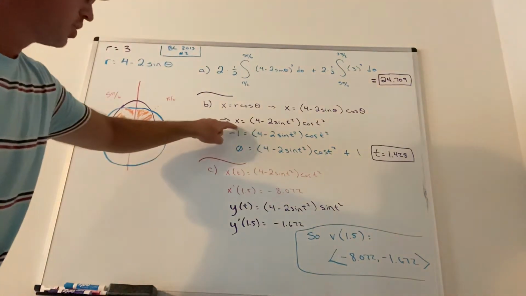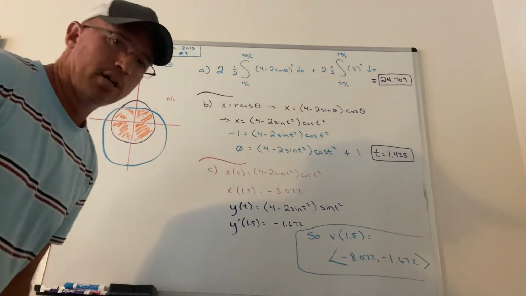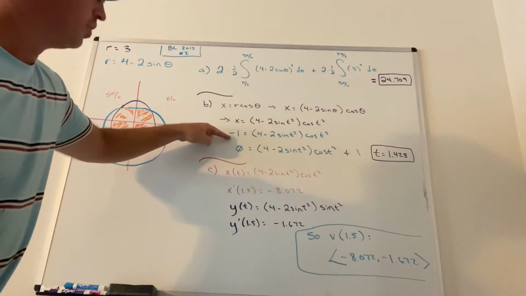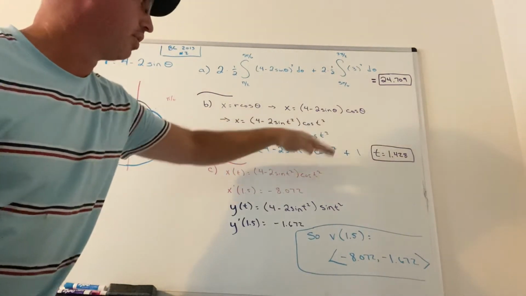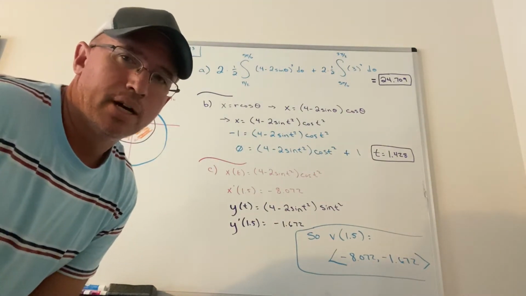The x coordinate is that thing right there, so its position is -1 when x is -1. So -1 equals that stuff right there. Now, in my opinion, it's easier just to go ahead and make that equal to 0.